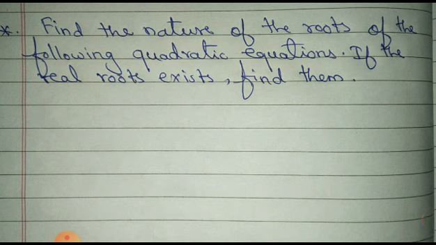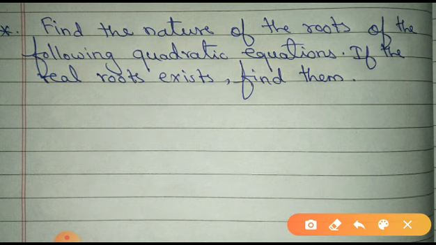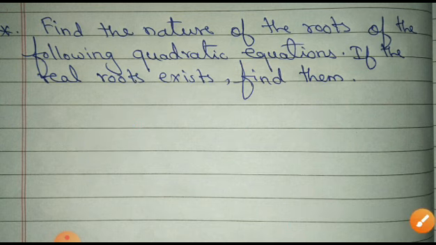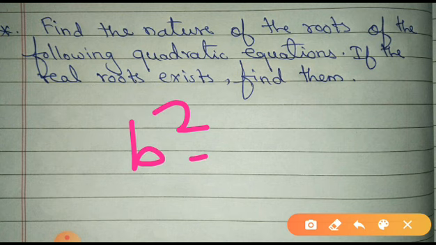What we should do is compare the given equation with the standard quadratic equation, ax square plus bx plus c equal to 0. Find the values of a, b and c. Then determine the discriminant. What was the discriminant? It was b square minus 4ac.